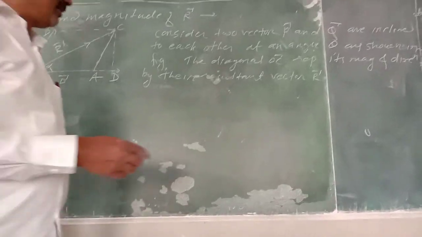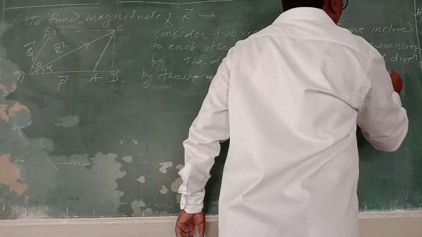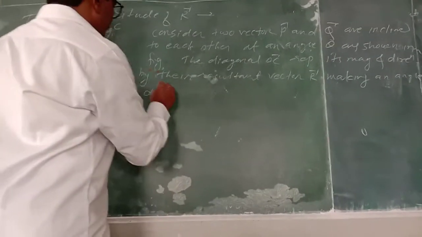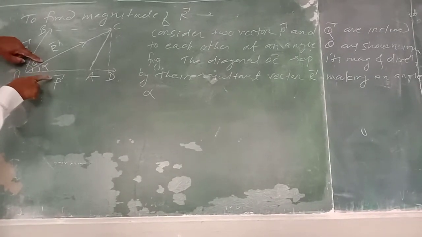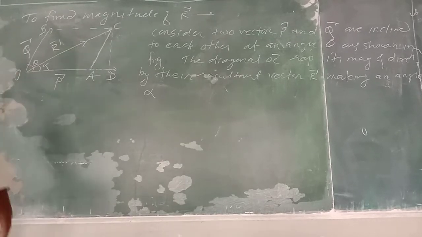Making an angle alpha, I mean this alpha. The angle between P and R is alpha. The angle between P and Q is theta.